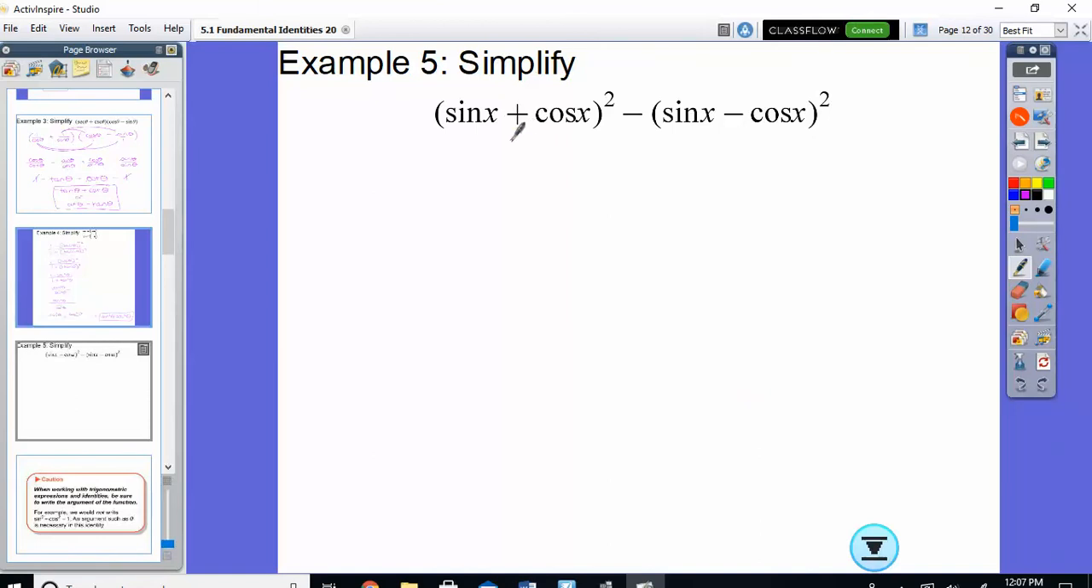This first one. How do you square a parenthesis like that? FOIL. It means we have 2 of them. We have to FOIL. So if I do that, sine times sine is sine squared. Sine x cosine x plus sine x cosine x would be 2 sine x cosine x. Cosine times cosine is cosine squared x.